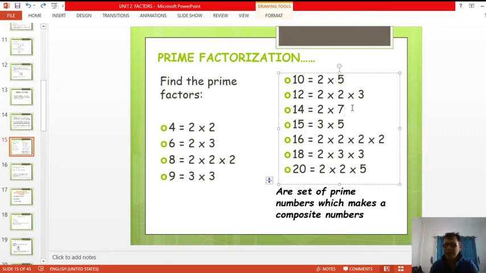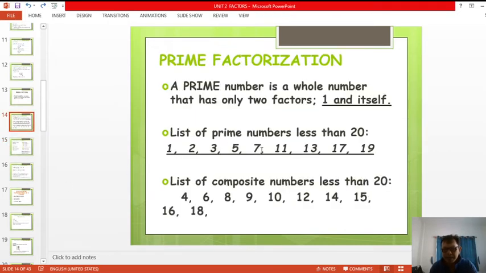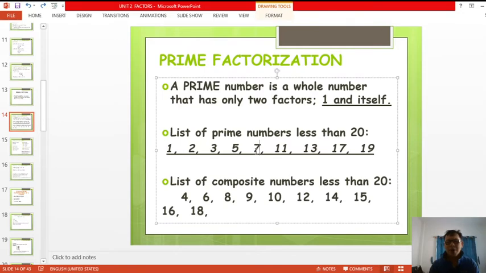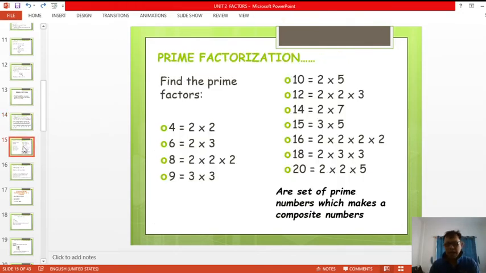Is 7 a prime number? Yes. See? Prime number. 7 is a prime number. Okay. So, how about 15? Of course, 3 times 5 is 15. 3 is a prime number and 5 is a prime number. We talked about it earlier, right?